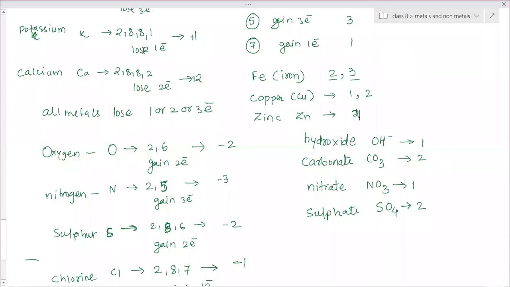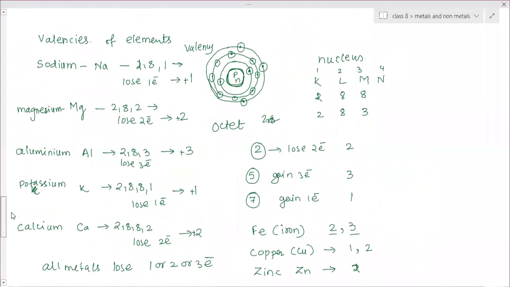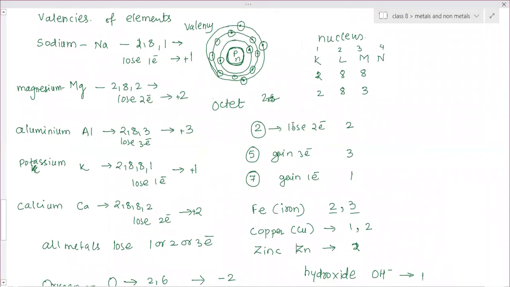Write down the valencies first, then I will show you how to write the compound formula. This part, don't write it, leave this one. This is only for you to know. Is this understood? Yes, ma'am.